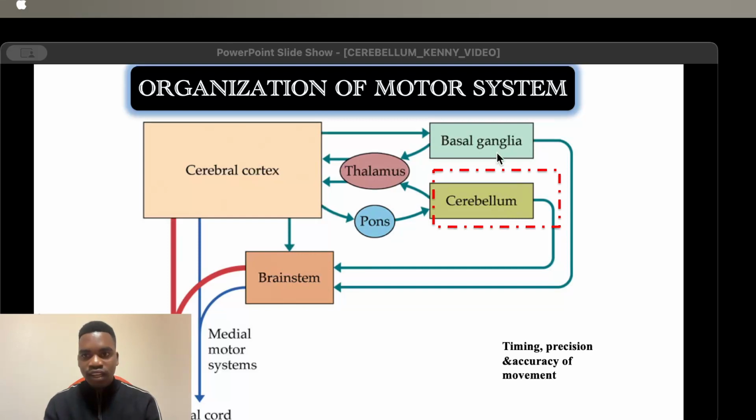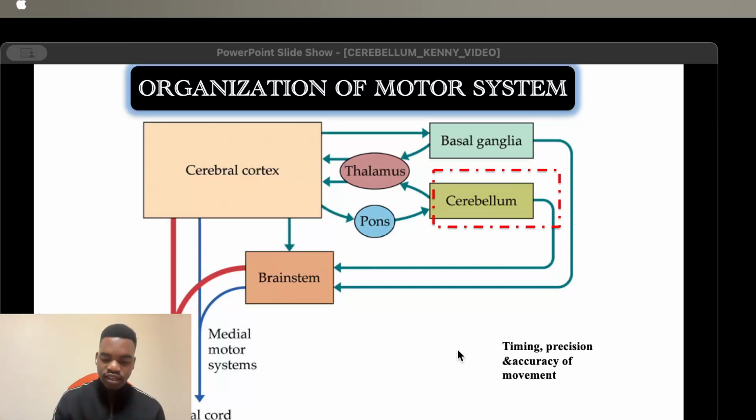So the basal ganglia is to initiate the movement that is wanted, to inhibit the movement that is not wanted, and the cerebellum now will proofread to make sure the movement that was done was the order that was given from the cerebral cortex. But you see, this is a complex relationship. So in summary, we say in this motor system, the cerebellum does the timing, precision, and accuracy of movement.